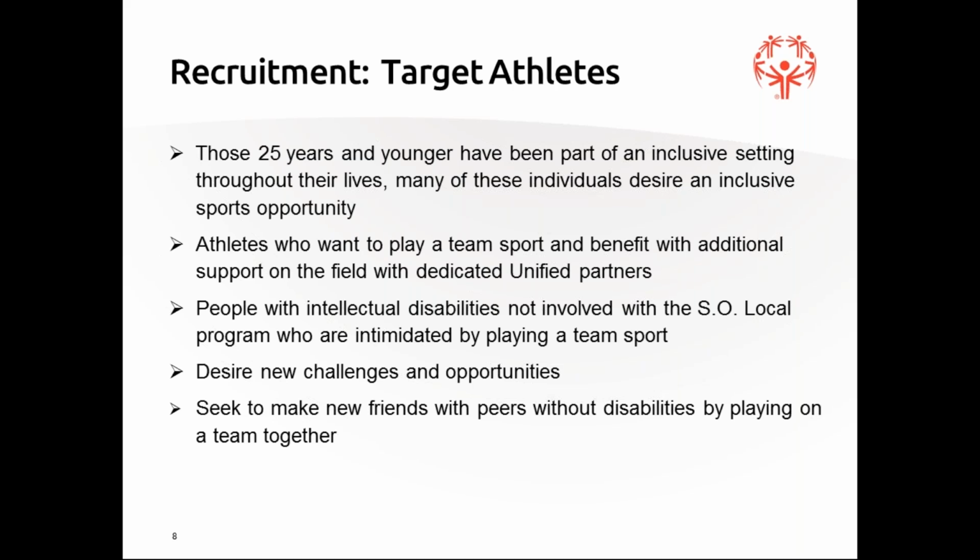And by dedicated unified partners, we mean partners who show up for practice and they show up for competition. People with intellectual disabilities not involved with Special Olympics local programs who might be intimidated by playing a team sport. So maybe the athletes have always been part of Special Olympics, but in an individual sport, and they're afraid to play a team sport. So this might draw them in with the unified partners.